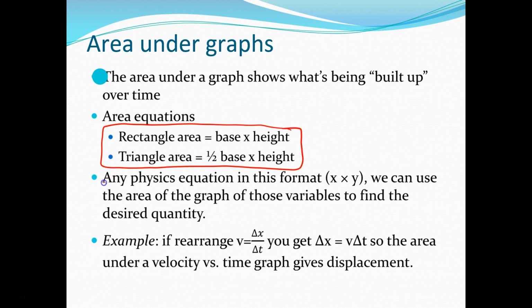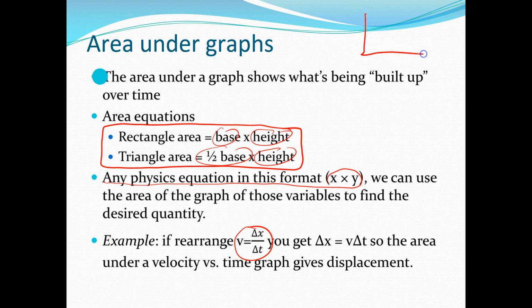Now, we can see that for any physics equation in this format of x times y, we can use the area of a graph of those variables to find out what we want. So this might be kind of confusing. Let's say we rearrange our equation, velocity is equal to position or displacement over time, and we get that our displacement is equal to velocity times time.